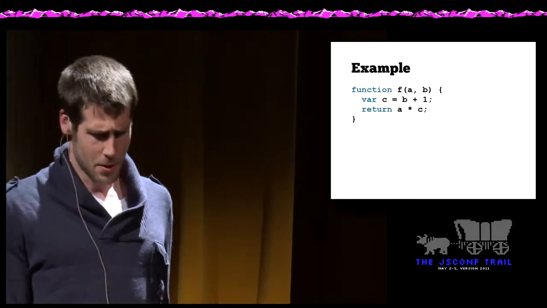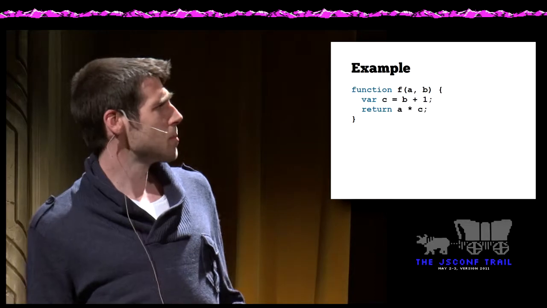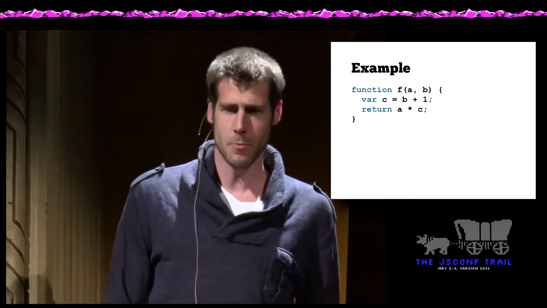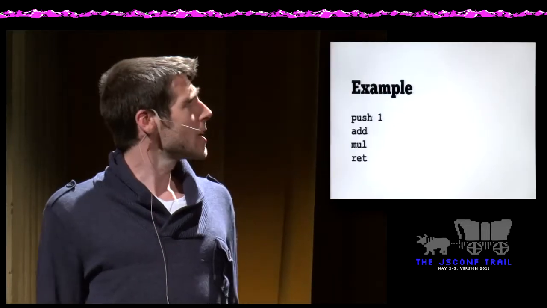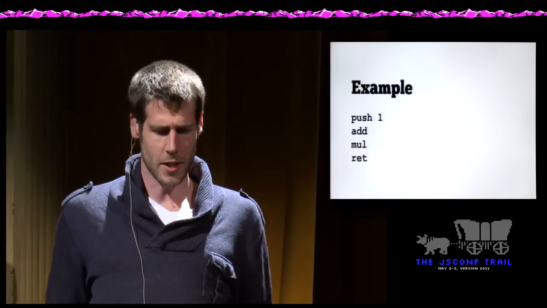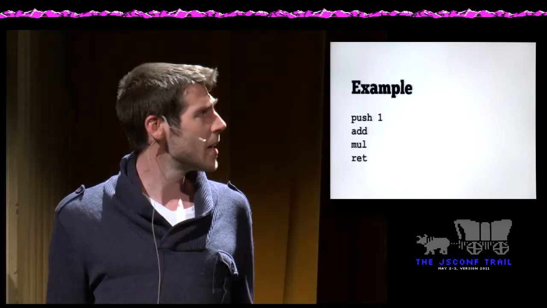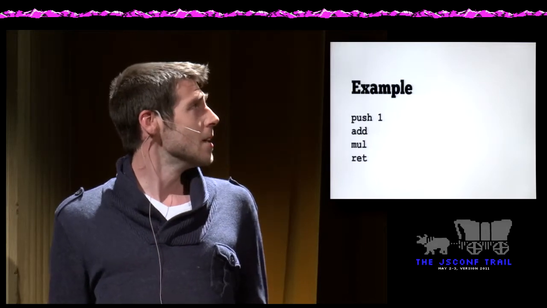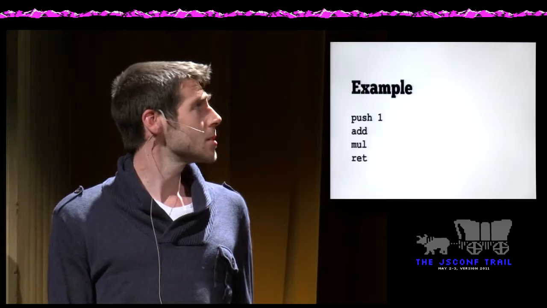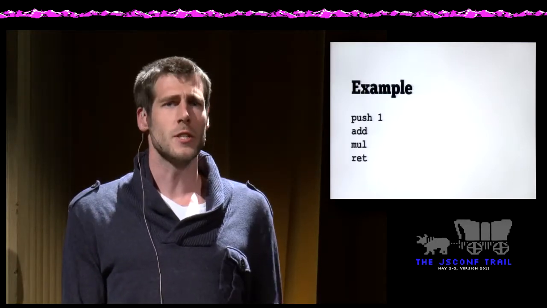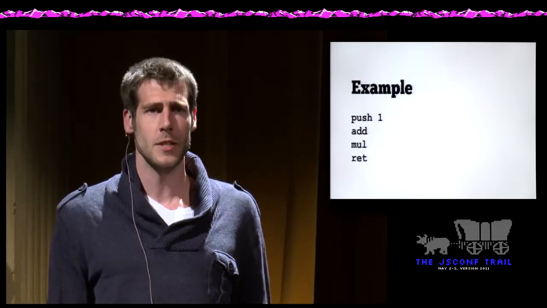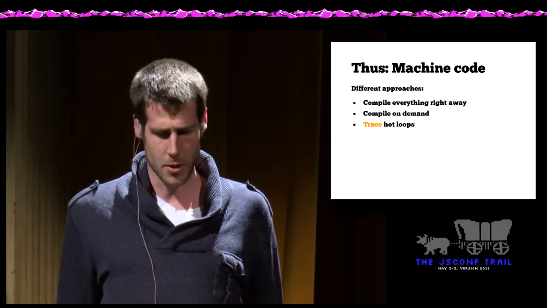So here's an example. There's a trivial function that adds 1 to its second argument, then multiplies it by its first argument. If we take a non-existing stack-based virtual machine, the bytecode could look like this. You push 1 onto the stack, you add the 2 top numbers of the stack, combine them into 1, and replace them by that number. You multiply what's up top of the stack now, and you jump out of the function. So you notice that you reduce a lot of complexity by the compilation process, and it's not hard to imagine that interpretation of this will be much faster than interpretation of the raw AST tree.